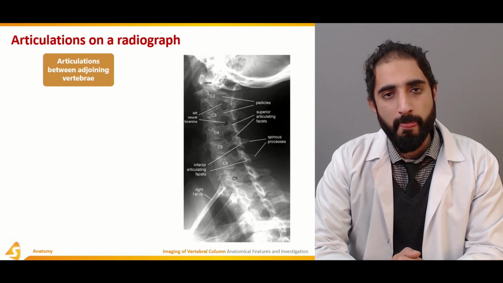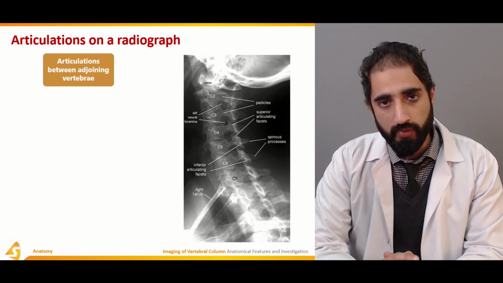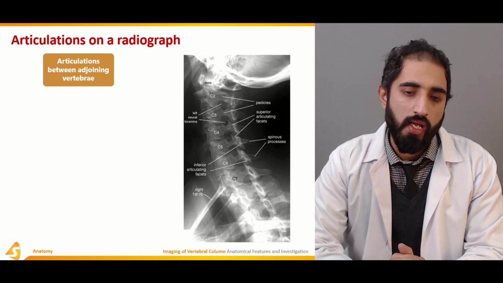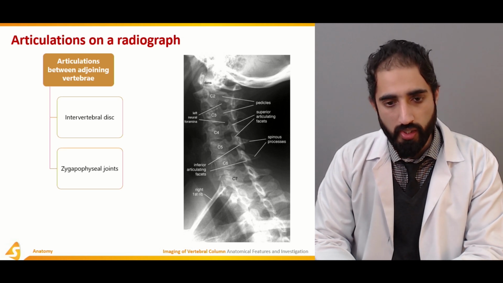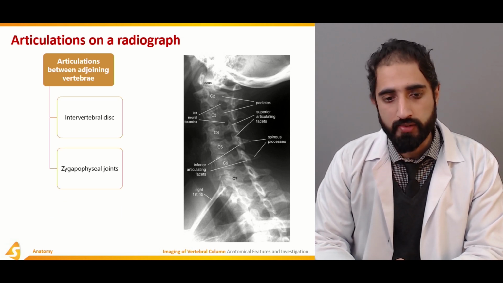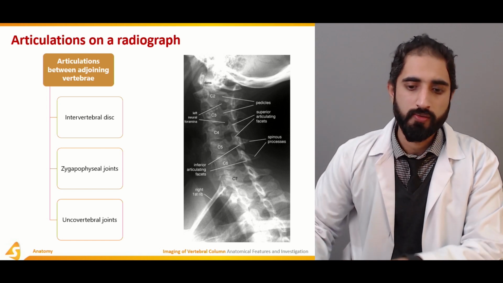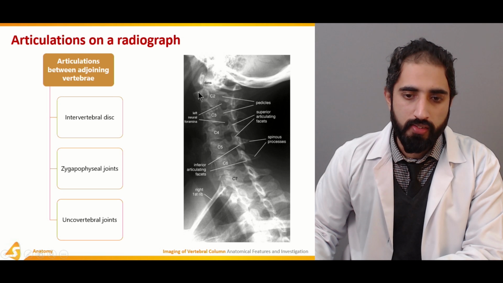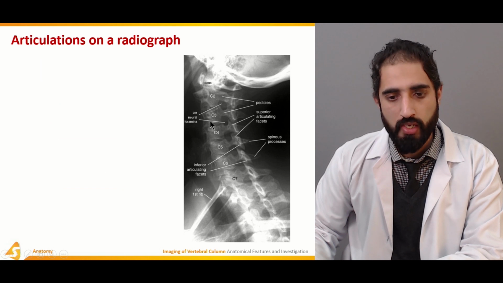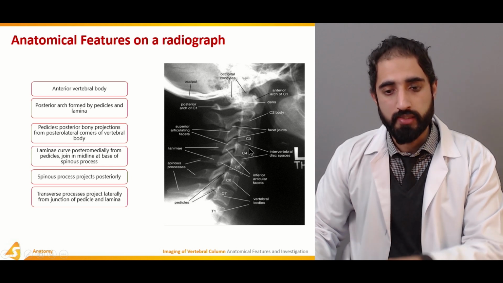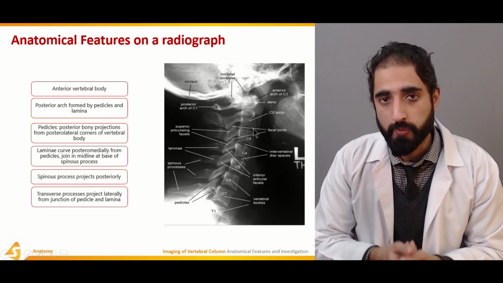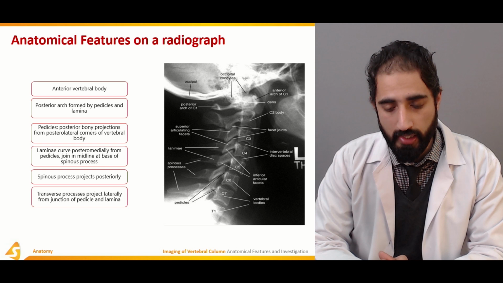Now, talking about the articulations of the spinal segments or the vertebrae in terms of their appearance on a radiograph, as we already mentioned, the articulations include the intervertebral disc and the intervertebral joint, zygapophyseal joints, and uncovertebral joints. As you can see here, this is one vertebra and then another vertebra, as we saw in the previous picture as well. The area between these vertebrae is the intervertebral joint, and this has an intervertebral space, which is occupied by the intervertebral disc.